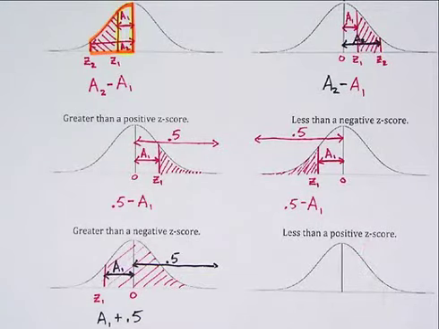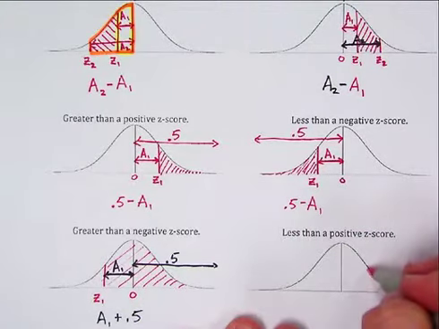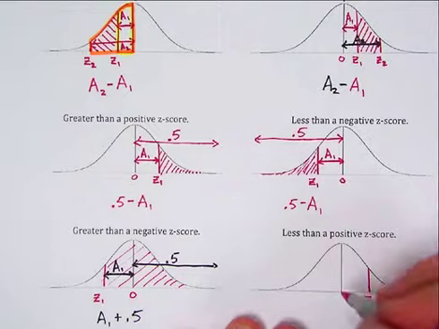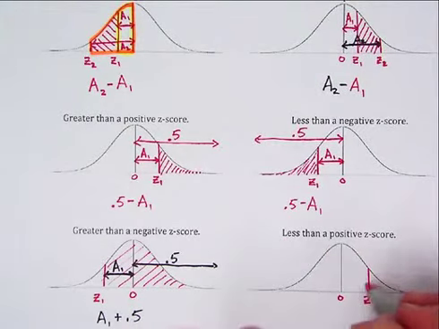In our next example, it's similar. So now we're less than a positive z-score. So here's a positive z-score. Here's our mean. And we want less than, so it's everything to the left.